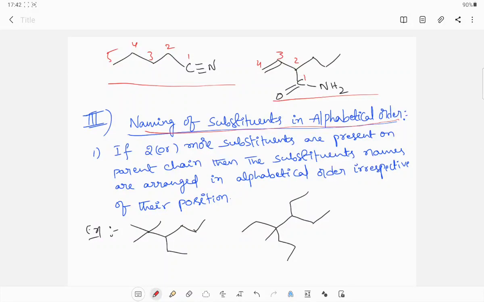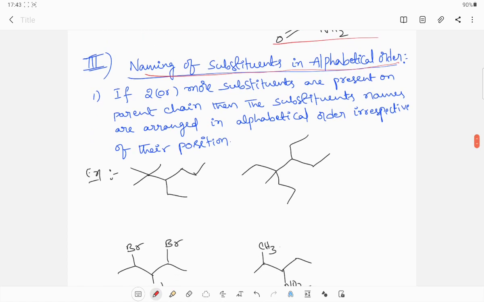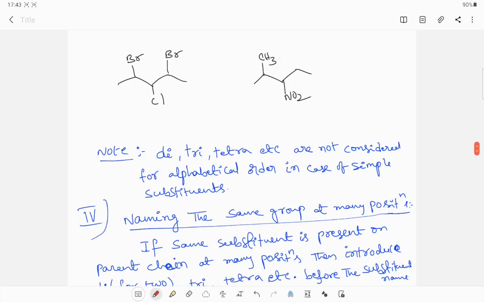Look here, students. From here, naming will start. I have already covered selection and numbering of the principal chain. Now, naming of the substituents in alphabetical order on the parent chain. What is the first rule we have written? How many rules do we need to check?